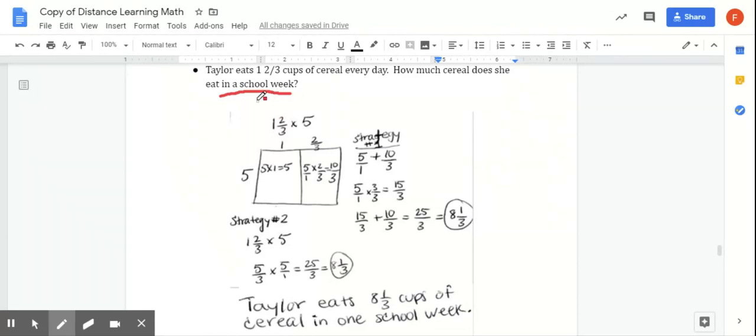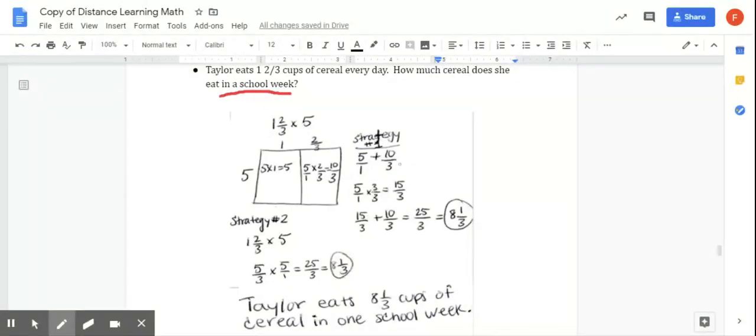So we can see that this is a multiplication problem. We're going to multiply 1 2/3 times 5. Now, I used 2 different strategies here. So for my first strategy, I set up an area model, and then I found my partial products. So in this box, I got 5 times 1 equals 5. And here I got 5 times 2/3 equals 10/3. Now I'm going to add that together.